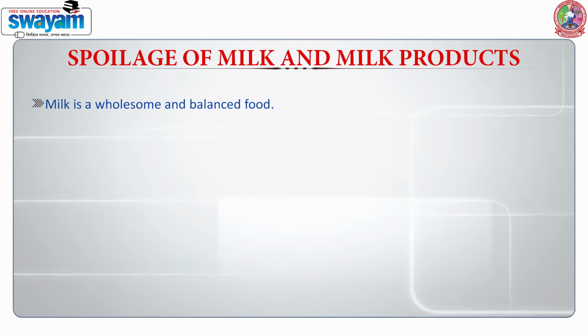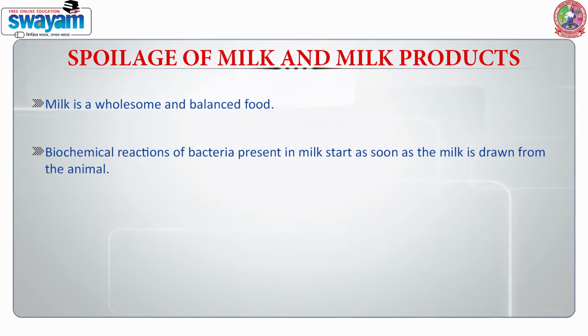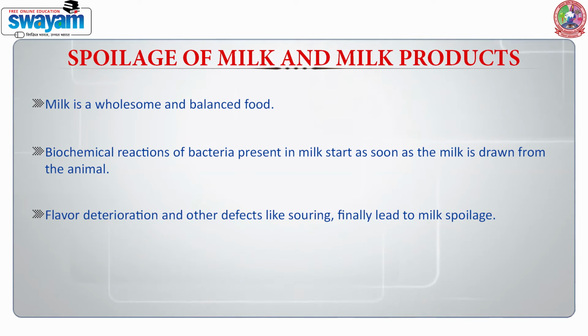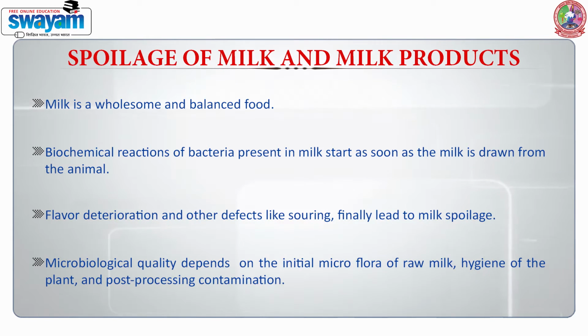Now we are coming to the main section, that is spoilage of milk and milk products. As we all know, milk is a wholesome and balanced food. Biochemical reactions of bacteria present in the milk start as soon as the milk is drawn from the animal. The defects can be flavor deterioration, and it might lead to souring of the milk, and ultimately the milk is unfit for consumption. The microbiological quality of the milk depends on the initial count or the initial microflora of the raw milk. It also depends upon the hygiene of the plant and the status of post-processing contamination.